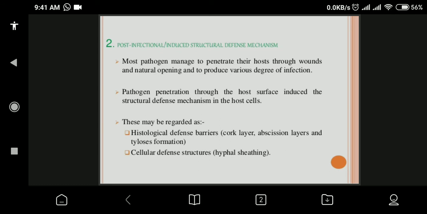Pathogen penetration through the host surface induces structural defense mechanisms in the host cells. These may be regarded as histological defense barriers: cork layers, abscission layers, and tylosis formations. As you know, cork layers and tylosis are formed during secondary growth of the plants in dicots. Cellular defense structures, such as hyphal sheathing on the host surface, can defend the host from infection.